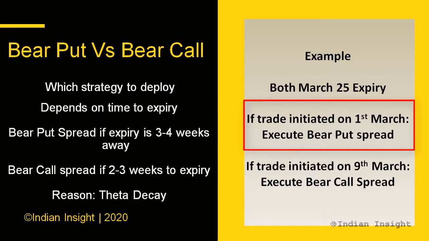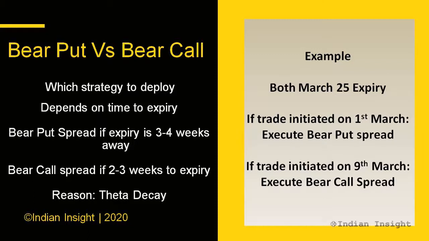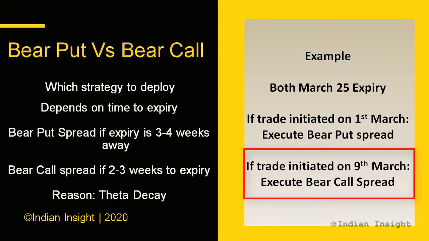So for example, if you are going to initiate your trade on the 1st of March, you should execute a bear put spread because you still have more than 3 weeks to expiry. Conversely, if you're going to take a position on the 9th of March, you should execute a bear call spread because you have less than 3 weeks remaining to expiry.